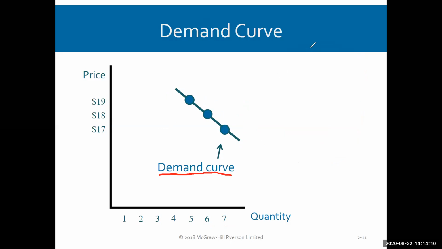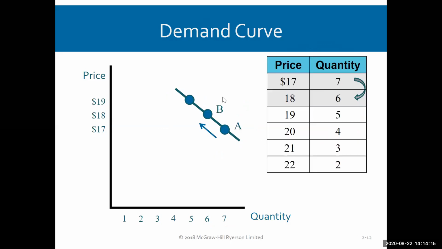And let's take a look at what happens when we change price. This will help clarify a few things. Keep in mind that that whole table there is the demand schedule. So let's look at point A. We've already got this curve. The price was 17, quantity demanded should be 7. Price is 17, quantity demanded is 7, yes.